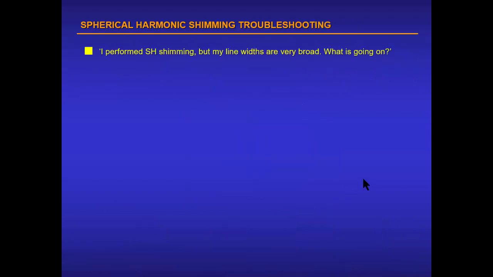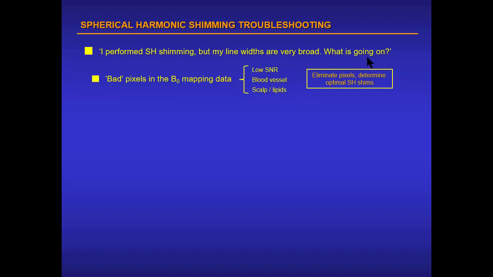Now, having said that, more often than not, I get students who come to me with this question: I did shimming, but the lines are still really broad. What's going on? Well, then you can go through a little list of things that are potentially the problem. The number one reason, in my opinion, is always that you have bad data in your B0 mapping. There are bad pixels, for instance from a blood vessel, or from a low signal-to-noise area, or from lipids, that compromise your data. A single pixel can throw off your mathematical fit completely. So the way to solve that is to eliminate those bad pixels and redetermine your spherical harmonic shims.